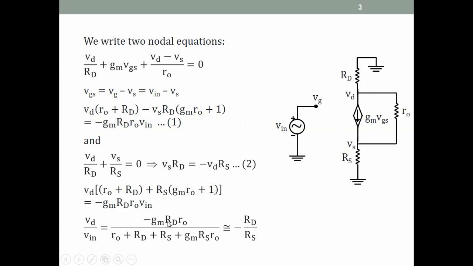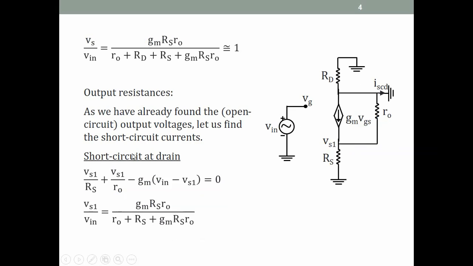So Rd cancels and this becomes Gm Rs Ro with a plus sign. So we get Vs by Vin equal to Gm Rs Ro by Ro plus Rd plus Rs, Gm Rs Ro. And if this last term is much greater than the first three, then this is approximately 1. So that is at the source. This is of course the source follower gain, which is approximately equal to 1, but not quite, and we'll come back to this again. Everything we'll come back to in a minute.